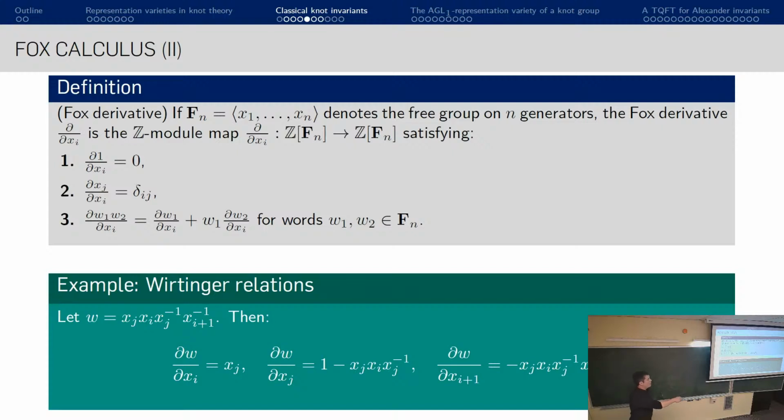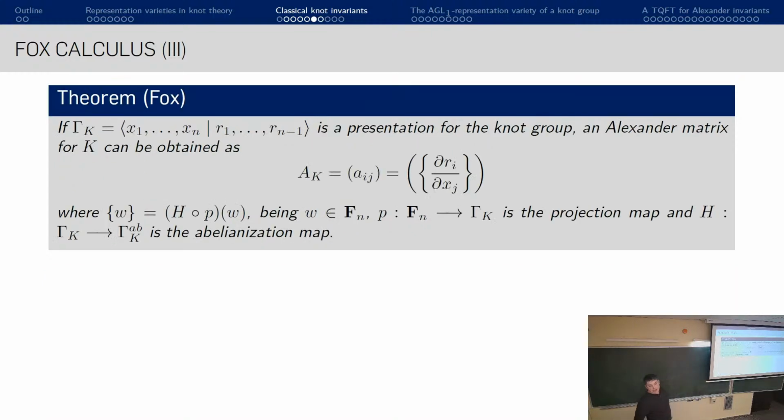Those are the 3 derivatives that are interesting. We did the one in the middle, and then if you pick the derivative of that word with respect to xi or with respect to xi plus 1, you get those expressions. So what is Fox's main theorem regarding Fox derivatives? If you've got your knot group and a presentation, a presentation matrix for the Alexander module can be obtained as follows. You compute your Jacobian, which is simply you grab those relations and compute the derivative of every relation with respect to each of the possible variables.